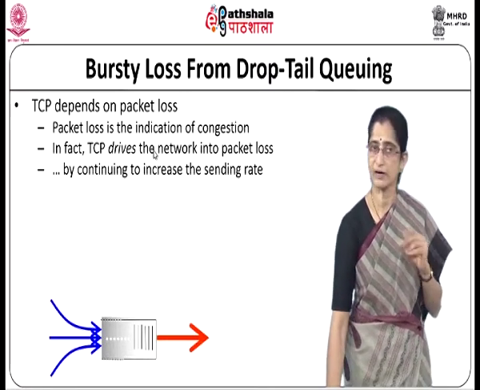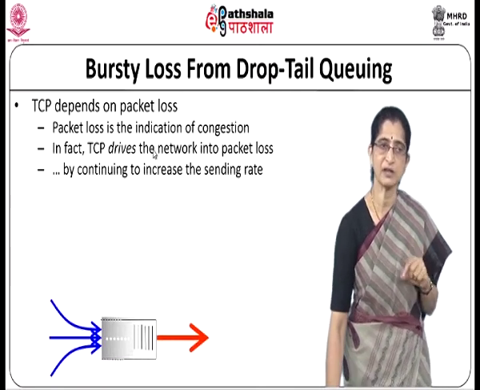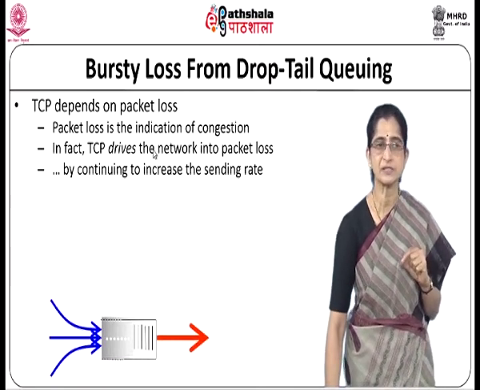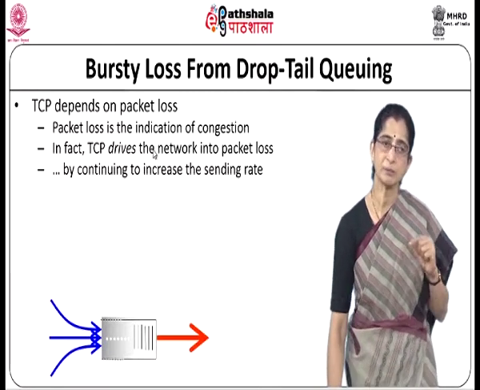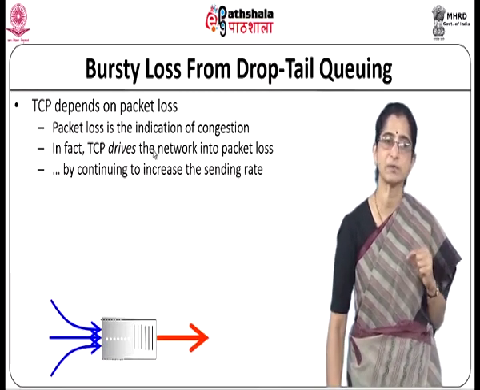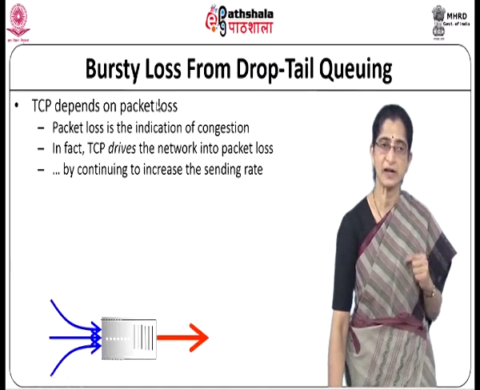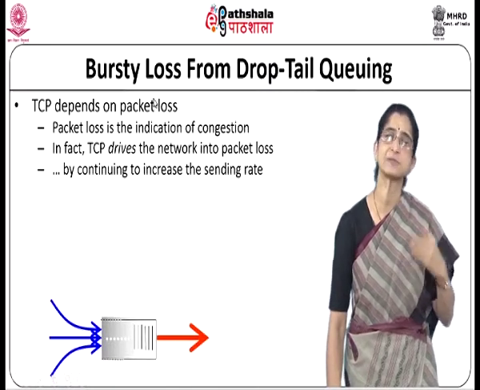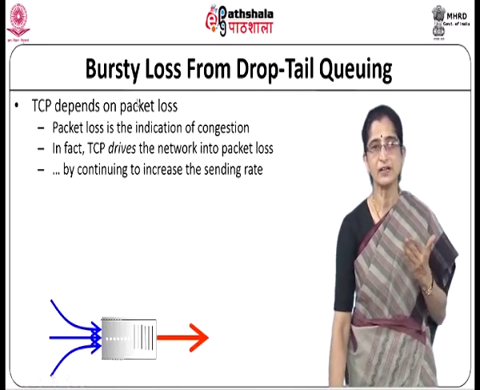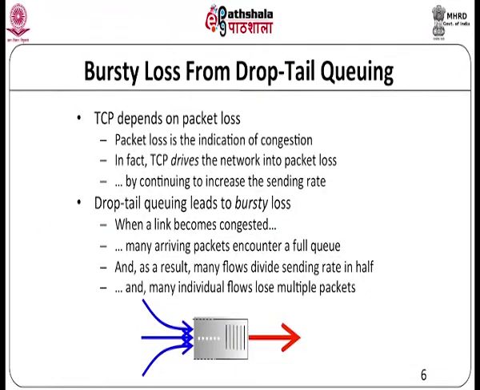Whenever there is a packet loss, TCP takes it as an indication of congestion. Normally, TCP will continue to increase the sending rate until it gets feedback that a packet has actually been lost. It keeps sending data into the network, increasing the amount of data it sends, until it receives that feedback.